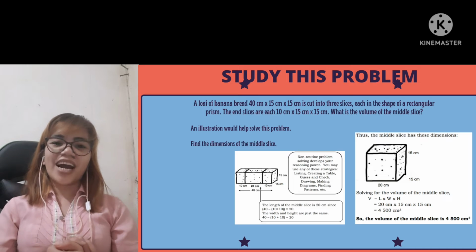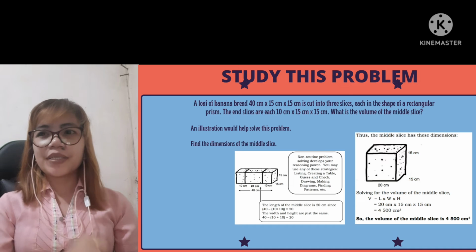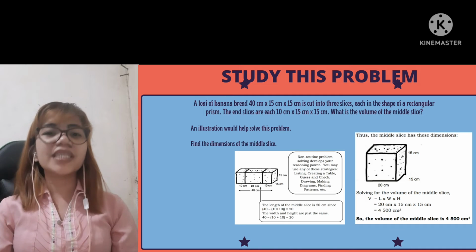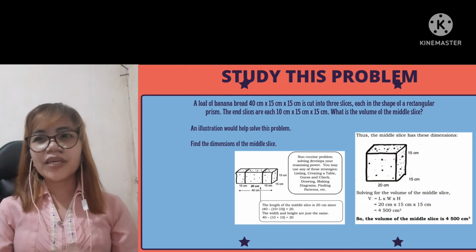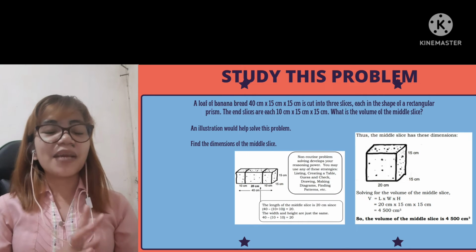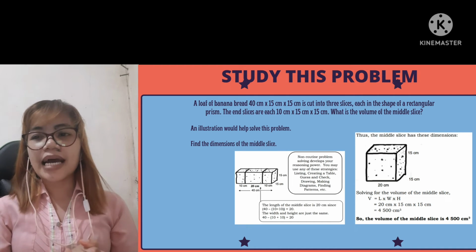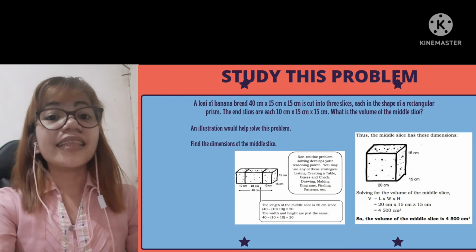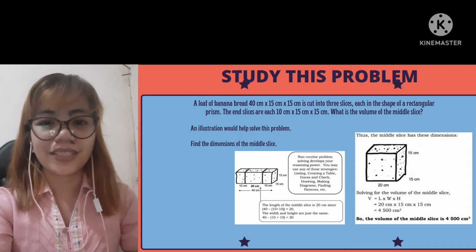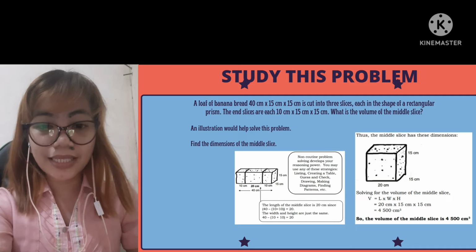Okay, so now let's see if you got it right. Of course, an illustration would help solve this problem. Find the dimensions of the middle slice. You need to find the dimensions of the middle slice since the problem states that the end slices are 10 centimeters each. Now the question is, what is the volume of the middle slice?